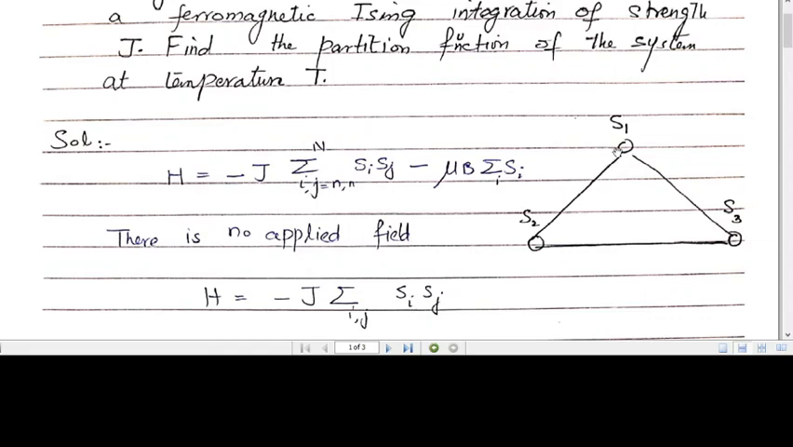So here we are considering three spins S1, S2 and S3. In this model, we have to consider only the nearest neighbor interaction. So we will consider the interaction between S1 and S2, S2 and S3, and S3 and S1. One thing that we need to make sure is that we count each interaction only once. So S1 will interact with S2, S2 will interact with S3, and S3 will interact with S1, which means this summation will have three terms.